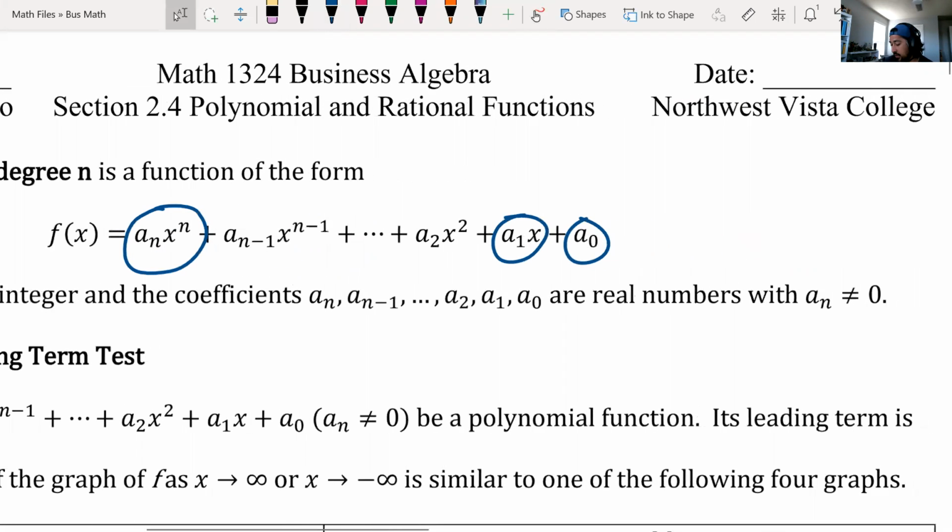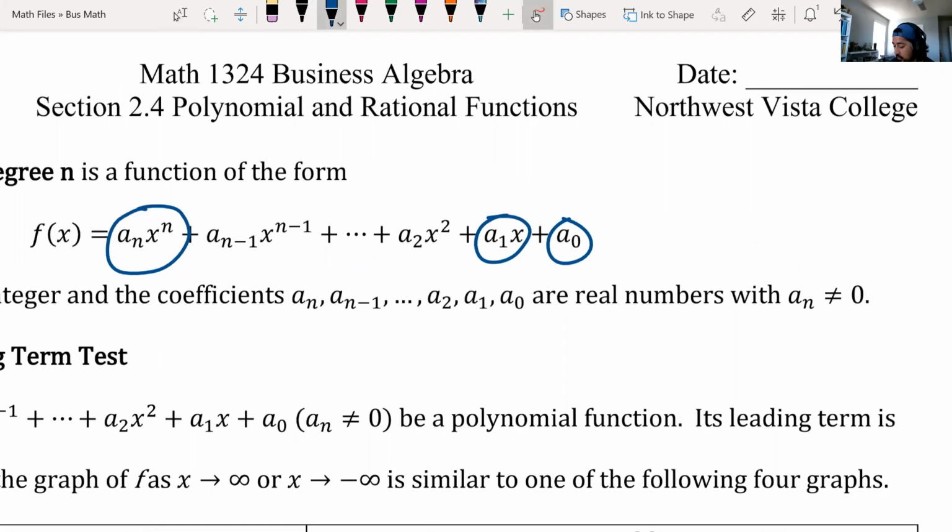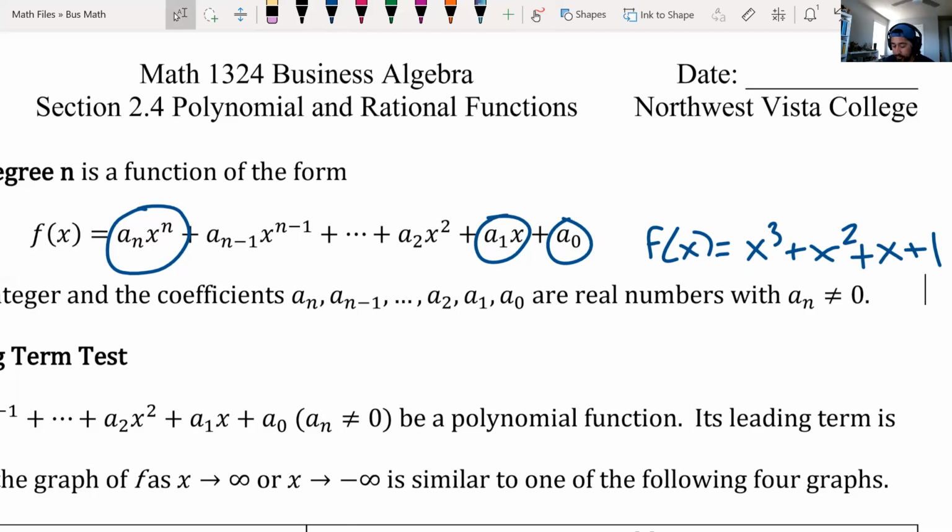If I drew an example, we could say that f of x equals x cubed plus x squared plus x plus 1. That would be the standard form of a polynomial function. It would go from highest power to lowest power to constant, where the coefficients are all real numbers.